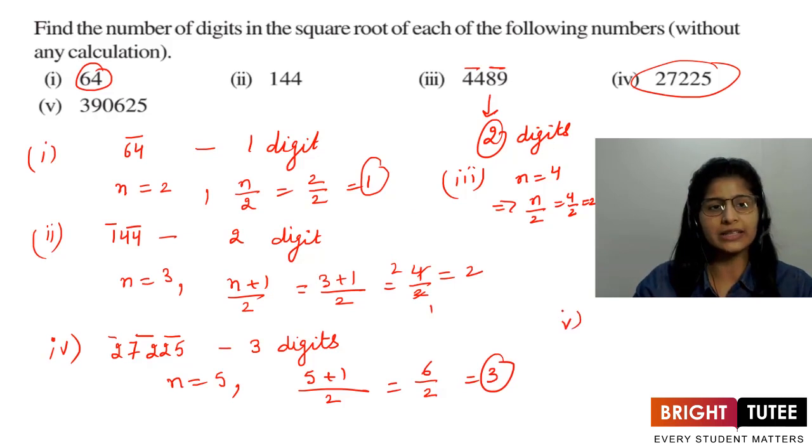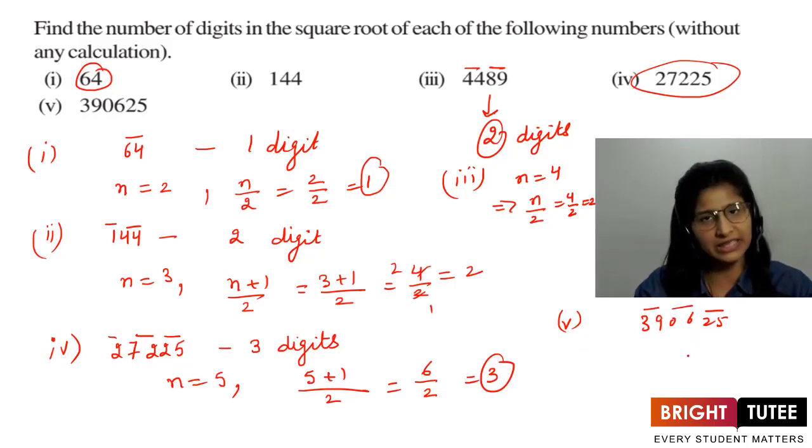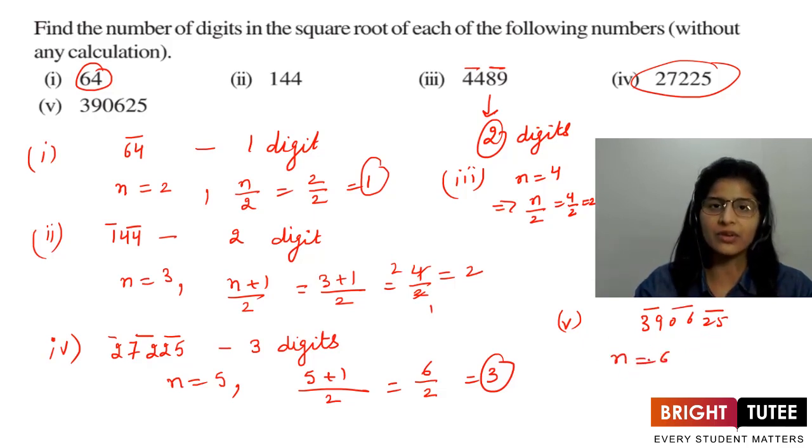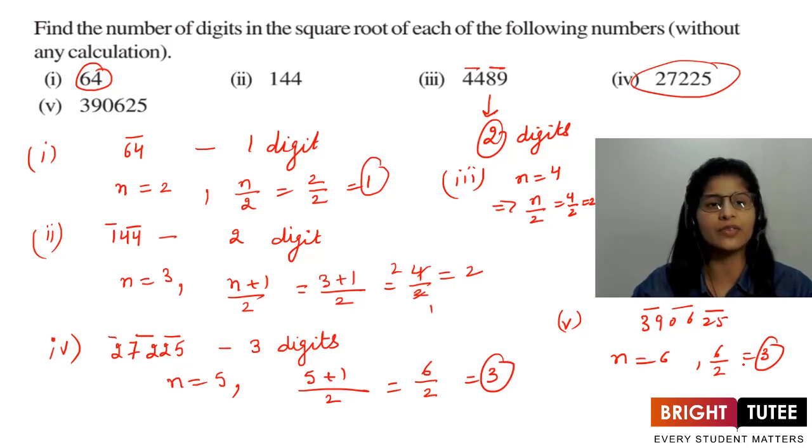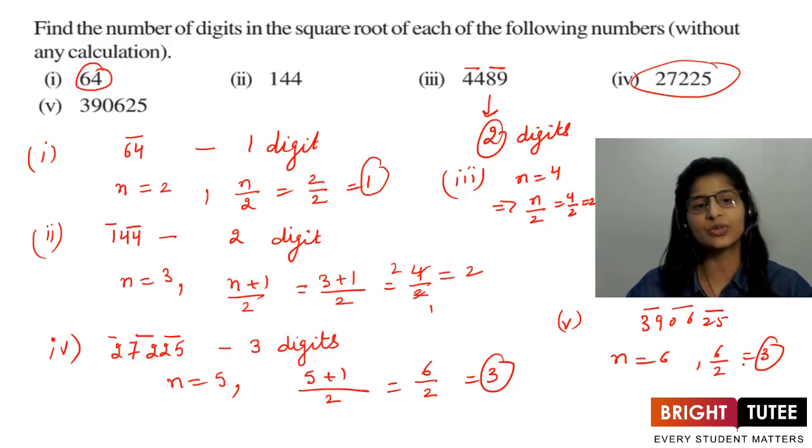Now the fifth one, that is 390625. How many pairs? 1, 2, 3. There are 3 bars. So in the square root of this number there will be 3 digits. Also we see that n here is 6. Whenever we have an even number of digits in the square of any number, we do n by 2, 6 by 2, that gives us 3. So how many digits do we have in the square root of 390625? We have 3 digits, right? So we have 2 properties: either count the number of bars or just use this formula.